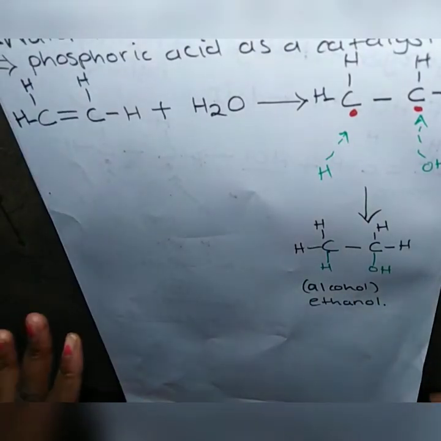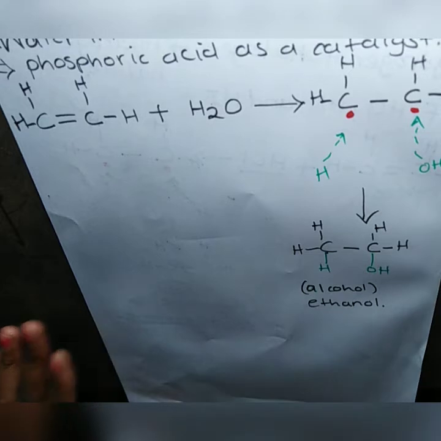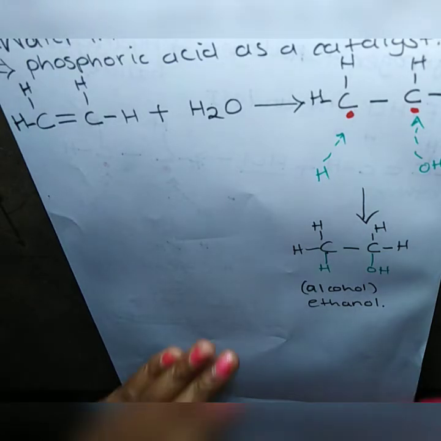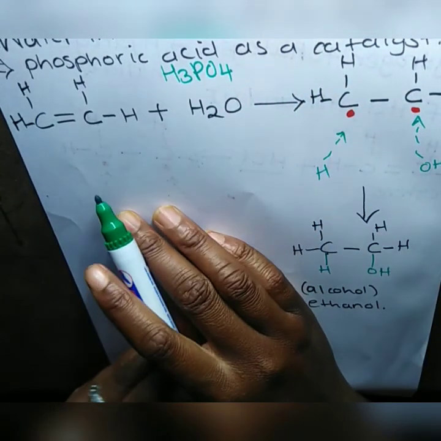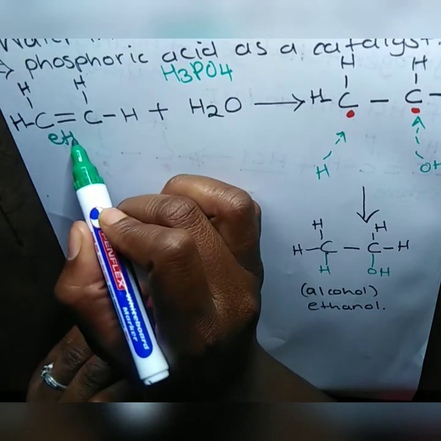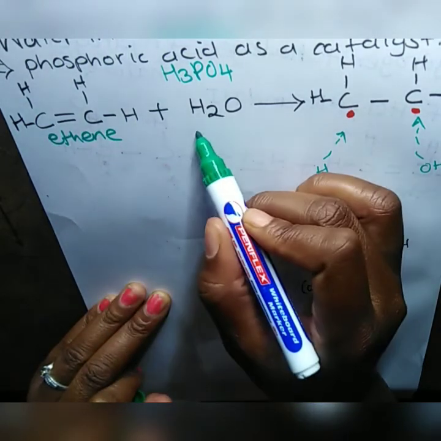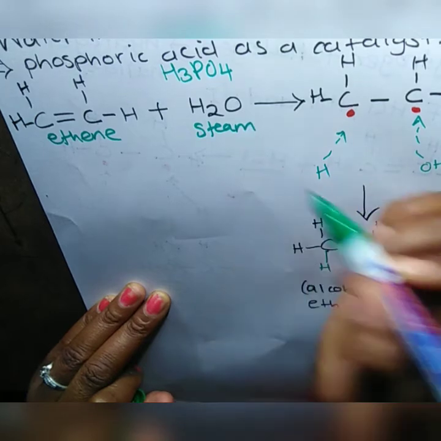And then lastly, for addition reactions, we have what we call hydration. As for hydration, we are hydrating it using water. So we are reacting our ethene with water, but in this case, our water is in the form of steam, and the catalyst that we are using is phosphoric acid, right? Phosphoric acid is H3PO4, yes. So now we are reacting our ethene with steam, okay? Our water is in the gaseous state, right?